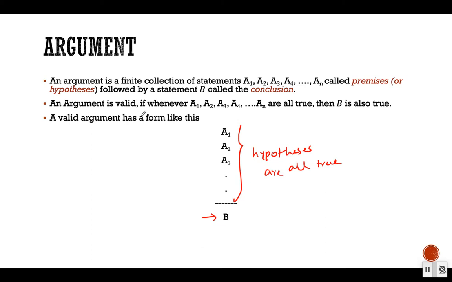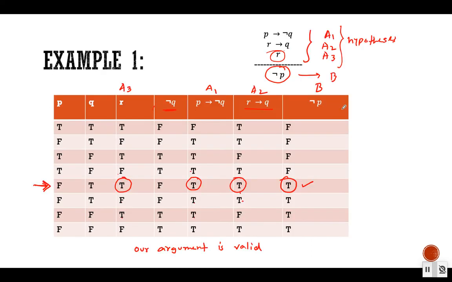So an argument is valid whenever we find a case when all the hypotheses are true, the conclusion B has to be also true. Okay.